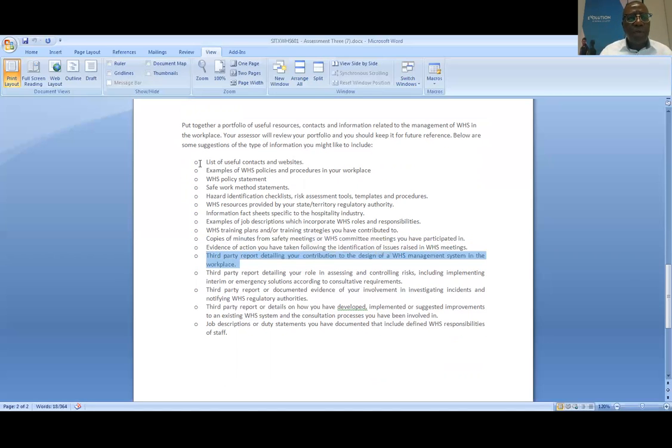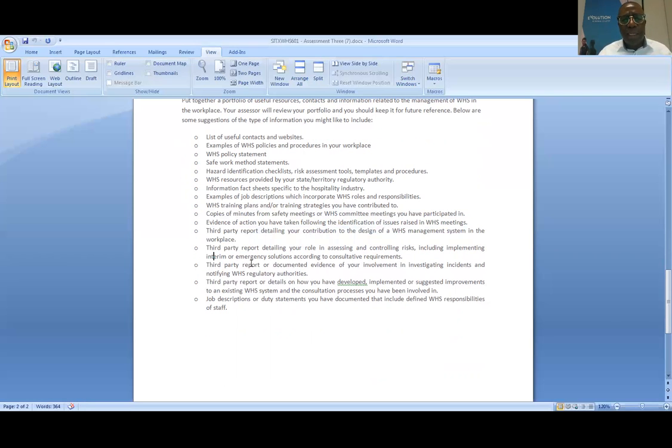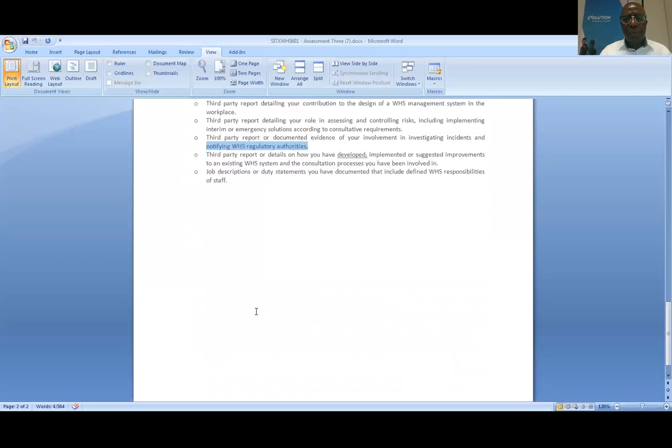For instance, what will a third-party report look like, and what will a third-party report detail in the role of controlling risks, implementing emergency measures, and documenting what will be the evidence regarding investigation of incidents and notifying WH&S regulatory bodies. Like I mentioned, if you're not working right now, you could just choose an organization of your choice, go to their website, research what policies they have, and you can use those as part of your portfolio.